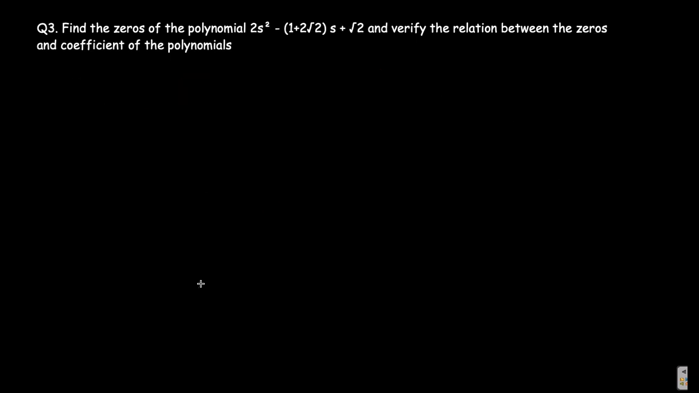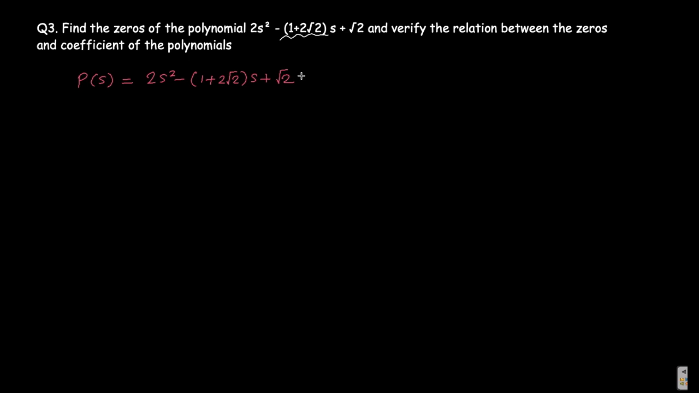Very simple question. Now go to the third. Find the zeros of the polynomial again, but here it is quite different because it is quite a big term. And verify the relation between the zeros and coefficients. Simple numerical, don't worry. So we can write it in the form of p(s). p(s) is nothing but 2s square minus (1 plus 2 root 2) into s plus root 2.